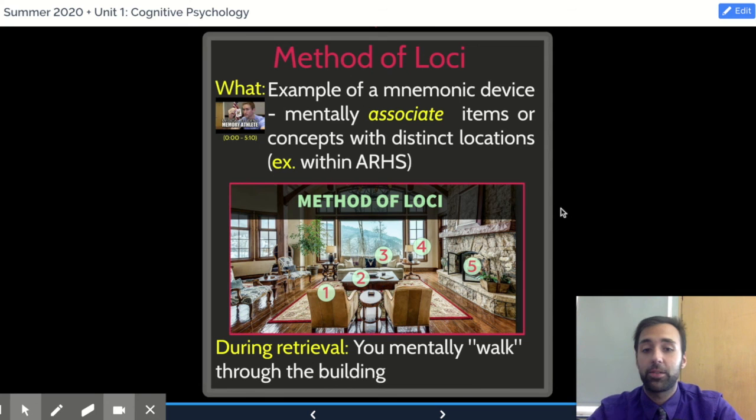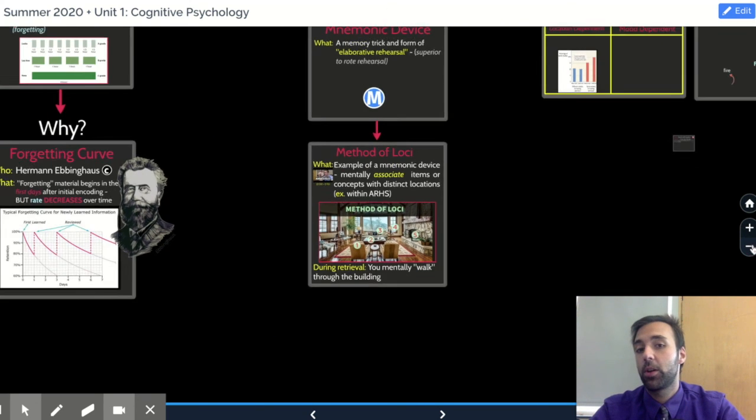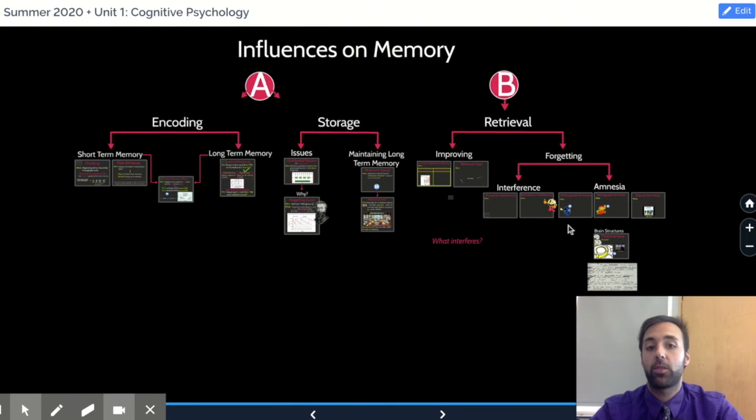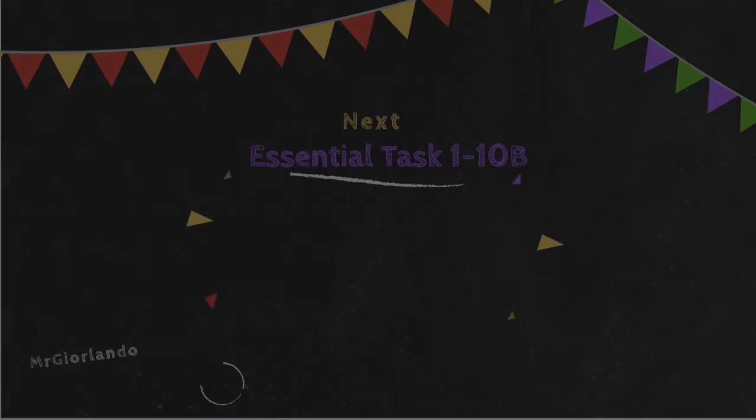But that concludes Essential Task 110A. In our final video of this unit, we will progress to the boxes on the right. So these boxes over here will not be part of the concept map that you just finished. We have completed this concept map now that we have finished the final box under storage.